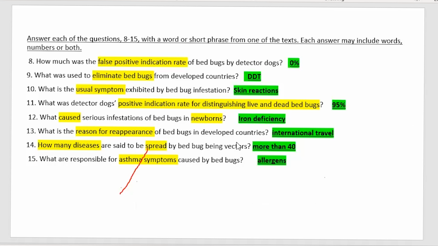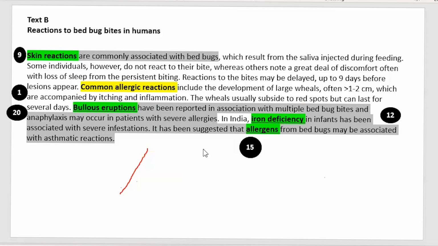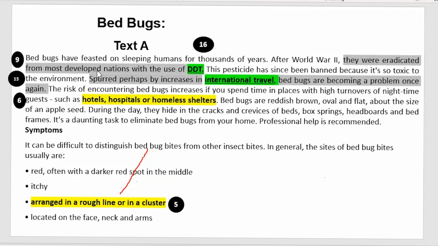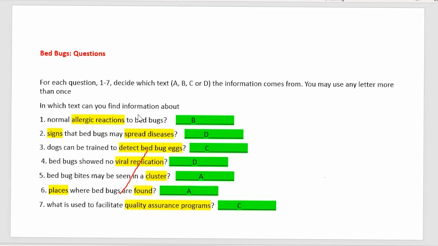Next, question number 9. What was used to eliminate bed bugs from developed countries? So we can just go to text A where it is clearly mentioned. It is DDT. In text A, it is told, bedbugs have feasted on sleeping humans for thousands of years. After World War II, they were eradicated from most developed nations with the use of DDT. So the answer is DDT.